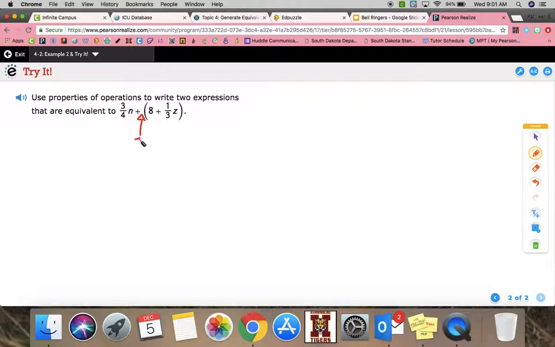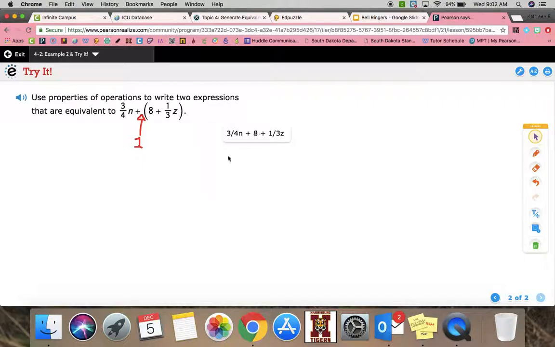But we can't really use the distributive property because there is not a number right there. And yesterday in our bell ringers, I said that if there is no number there, it's just going to be a 1. So I can distribute that 1, sure, but it's really not going to change a whole lot. So if we distribute a 1, we have 3/4 n plus 8, because 1 times 8 is 8, plus 1/3 z. Let me put some spaces in here so it breaks it up a little bit.